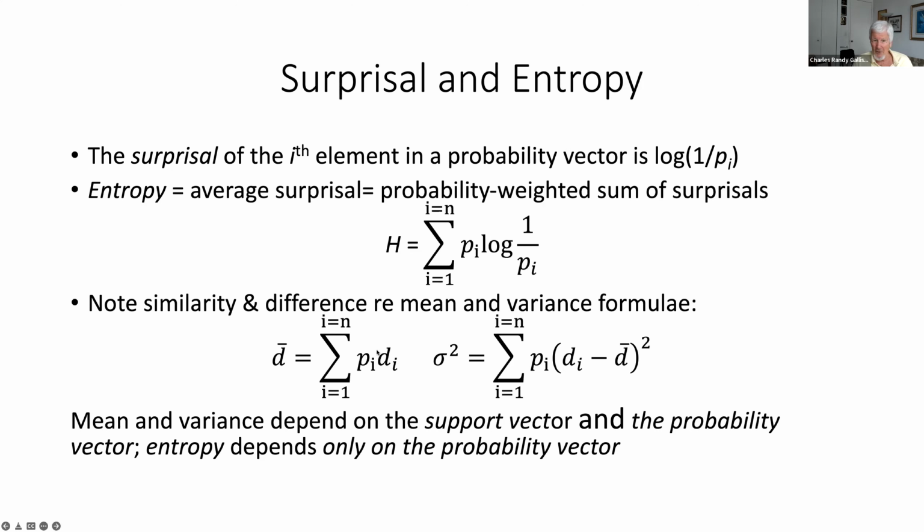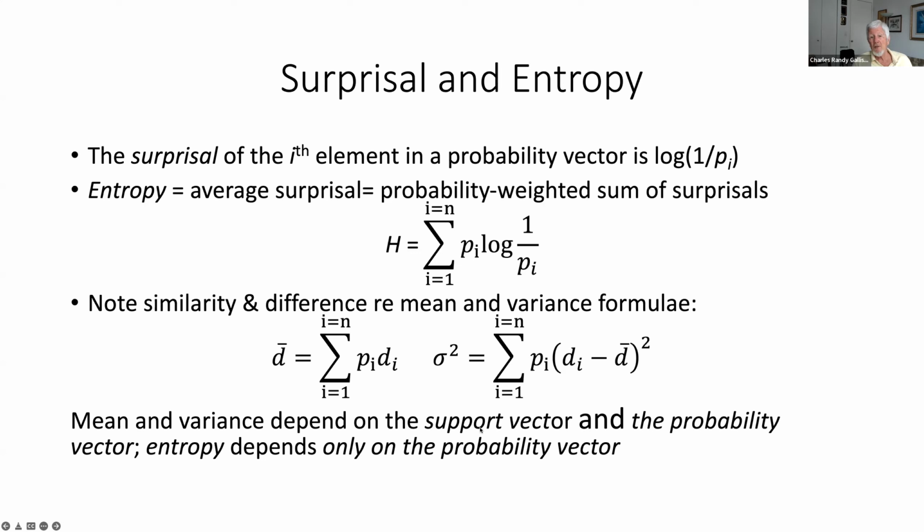You notice that you step through all the elements of the support vector, and you multiply each element by the probability to which it maps, and you sum those probability-weighted support values. And similarly for the variance, you step through all the elements and you look at their deviation from the mean, which you calculated here. Again, you weight it by the probability and so on.